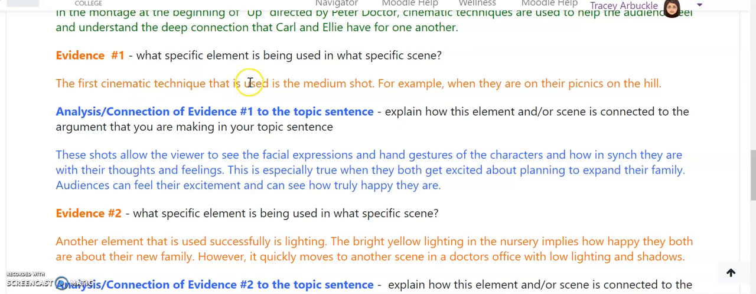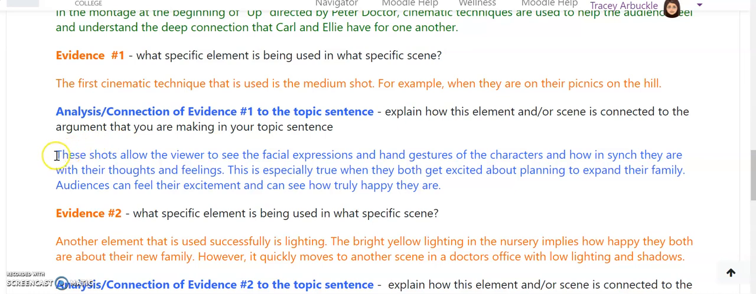The first cinematic technique that is used is the medium shot. For example, when they are on their picnics on the hill. So I'm giving the scene and I'm giving the technique. What I want to do next is analyze or connect this piece of evidence to what I'm arguing in my topic sentence. I want to explain how this element is connected to the argument I'm making.